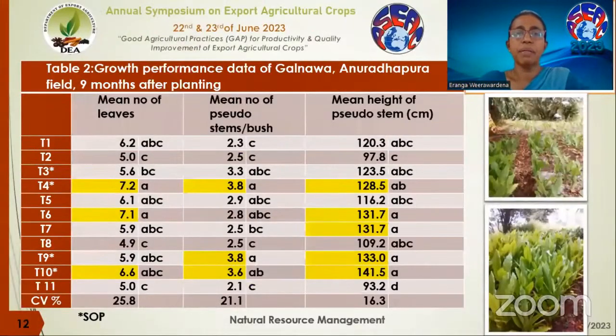When we compare the growth performance data of Galnava, 9 months after planting, the mean number of leaves, mean number of pseudostems per bush, and mean height of pseudostems, actually there were no significant differences among treatments. However, these plants are somewhat smaller than the Ramkana field, I think. That is because of the agricultural conditions as well as soil type.